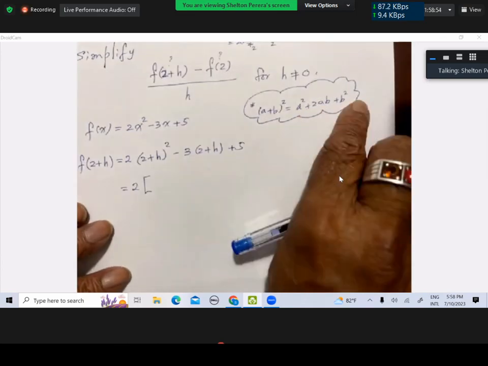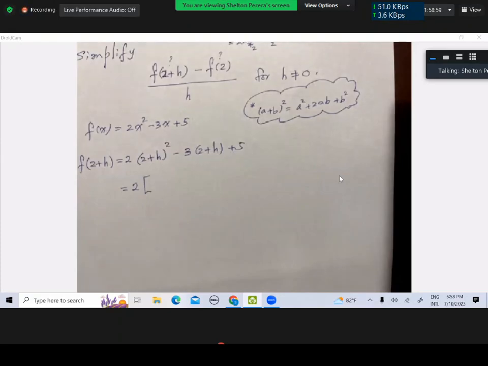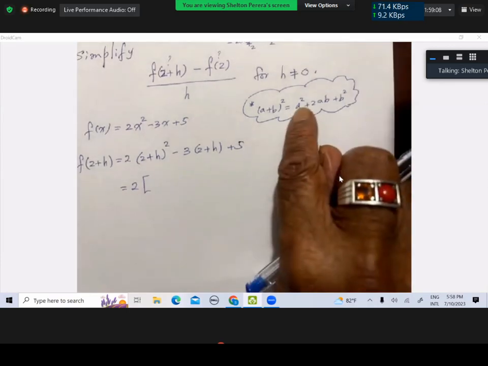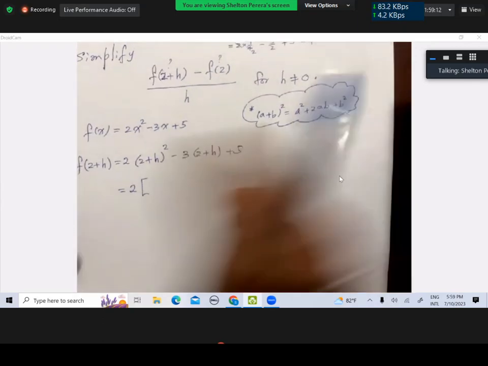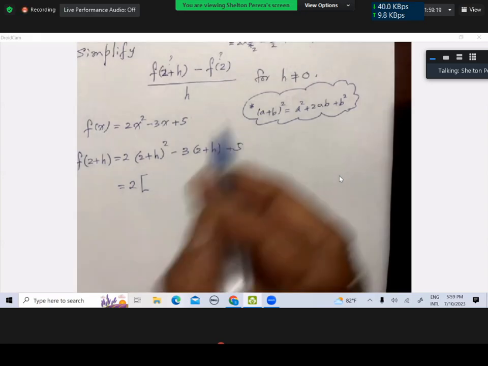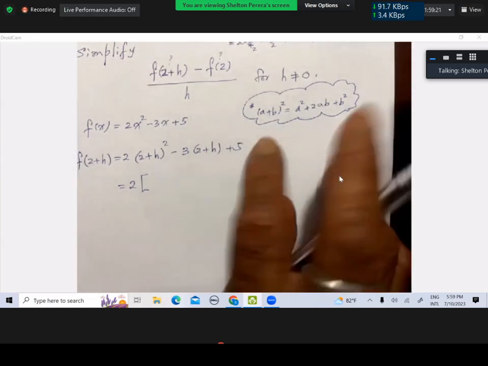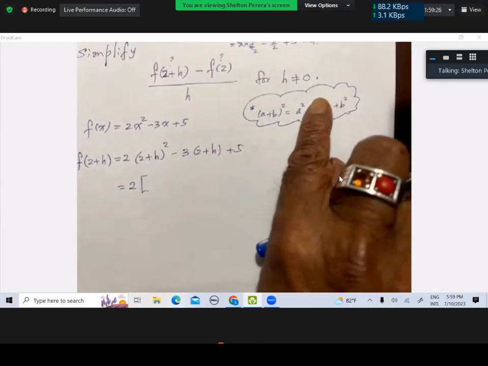How do you prove this? You look at (a plus b) squared equals (a plus b) times (a plus b). Using the distributive property of multiplication, you can multiply and get this result. If you don't know or find it difficult to keep in memory, ask. I'll explain. Otherwise, I consider this as known to everyone. Don't forget this middle term.